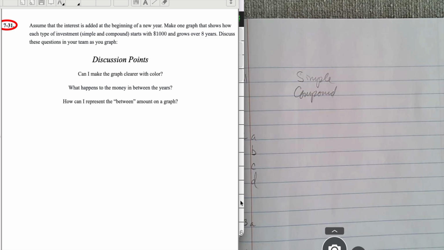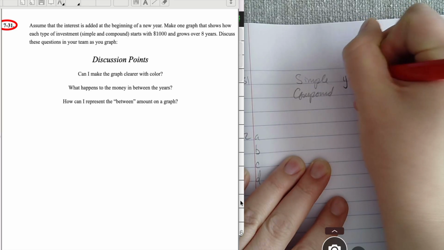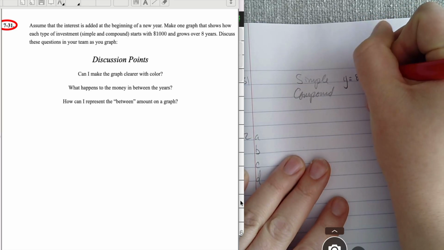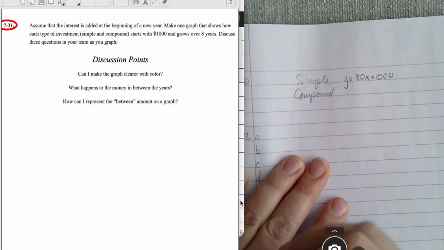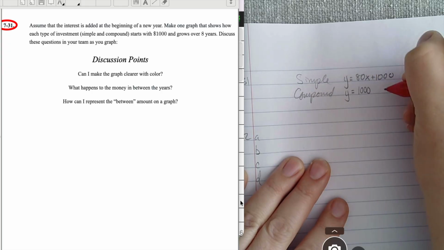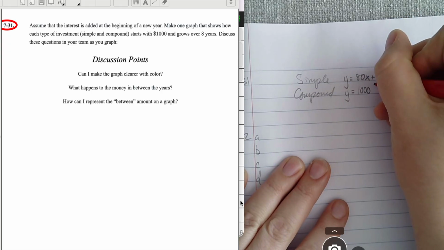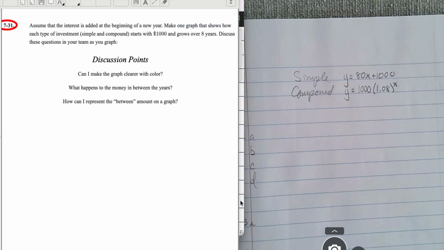So as I start to think about my equations, the first thing that comes to mind is, oh, well, the first one is a linear equation, because I'm just adding $80 each time, and I start off with $1,000. The compound equation looks a little different because that's got that exponential going on, where it would be 1,000 times 1.08 to the x power.